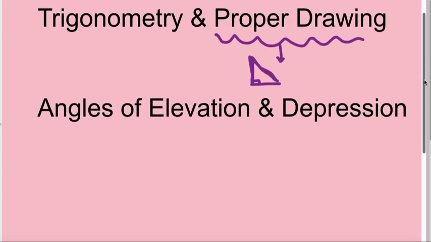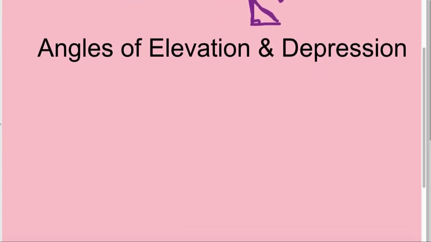Now, to understand a lot of these drawings, a lot of these examples are going to involve something called an angle of elevation and depression. An angle of elevation goes from a horizontal line up, from the horizontal up, and an angle of depression is going to go from the horizontal line down.